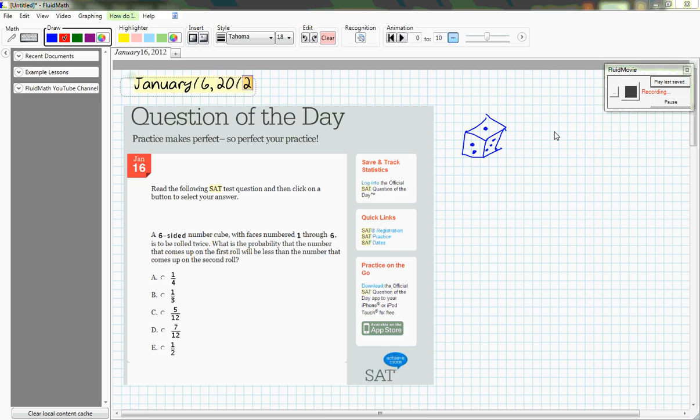The January 16th SAT question of the day involved probability. So here's the question. A six-sided number cube with faces 1 through 6, that's standard, is to be rolled twice.